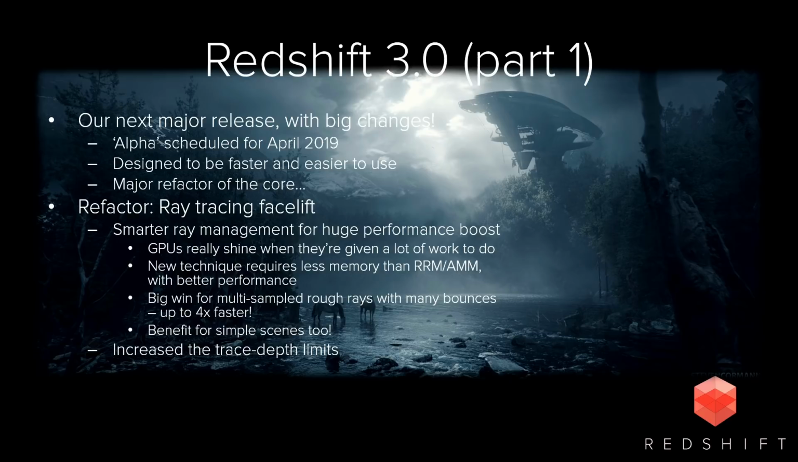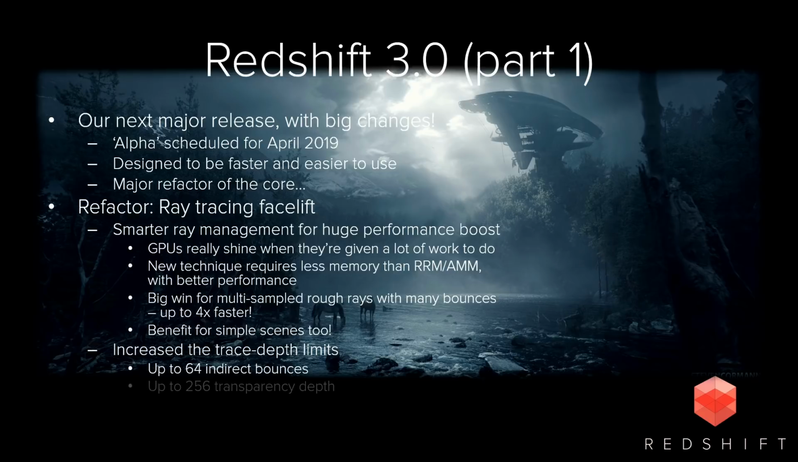So previously, Redshift had a trace depth limit of 16, and that's for reflection, refraction, diffuse, bouncing around, and also transparencies as well. Now this is okay for some scenes, but if you want really, really good realistic lighting, it's found that it's not actually good enough, and we've had lots of complaints about this. So it was time to do something about that. So in 3.0, we're going to have 64 indirect bounces as our trace depth limit. We think that's going to be enough. We hope it is. So this is for reflection, refraction, and diffuse.